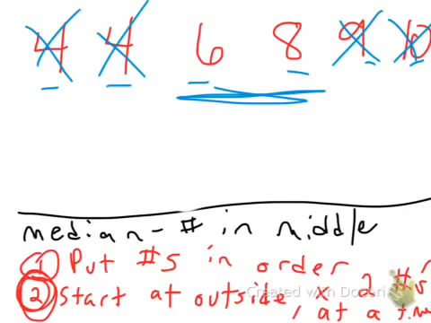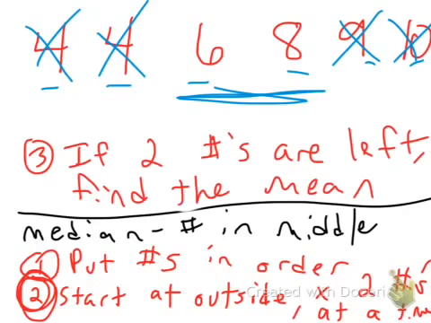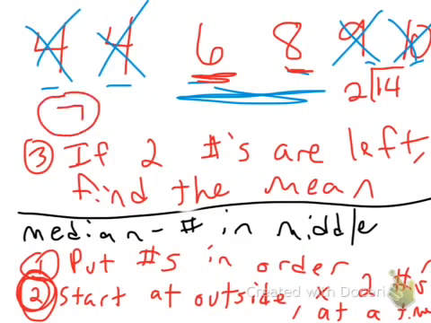This is why number 2 is really important because of the next one. Number 3 says, if 2 numbers are left, find the mean. So if there are 2 numbers left like this, 6 and 8, find the mean. So in that case, we just add the 2 numbers together. 6 plus 8 is 14, divided by 2 because there's 2 numbers, and we would get 7. So our median is 7. Even though it's not in the data set, our median is 7.